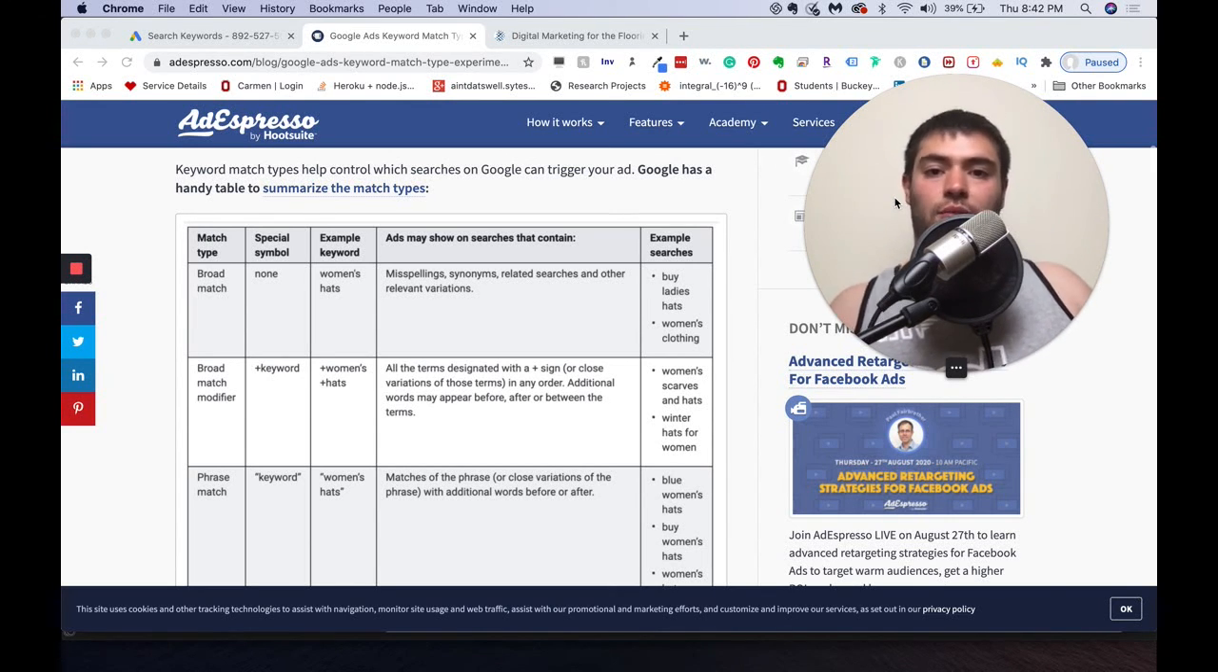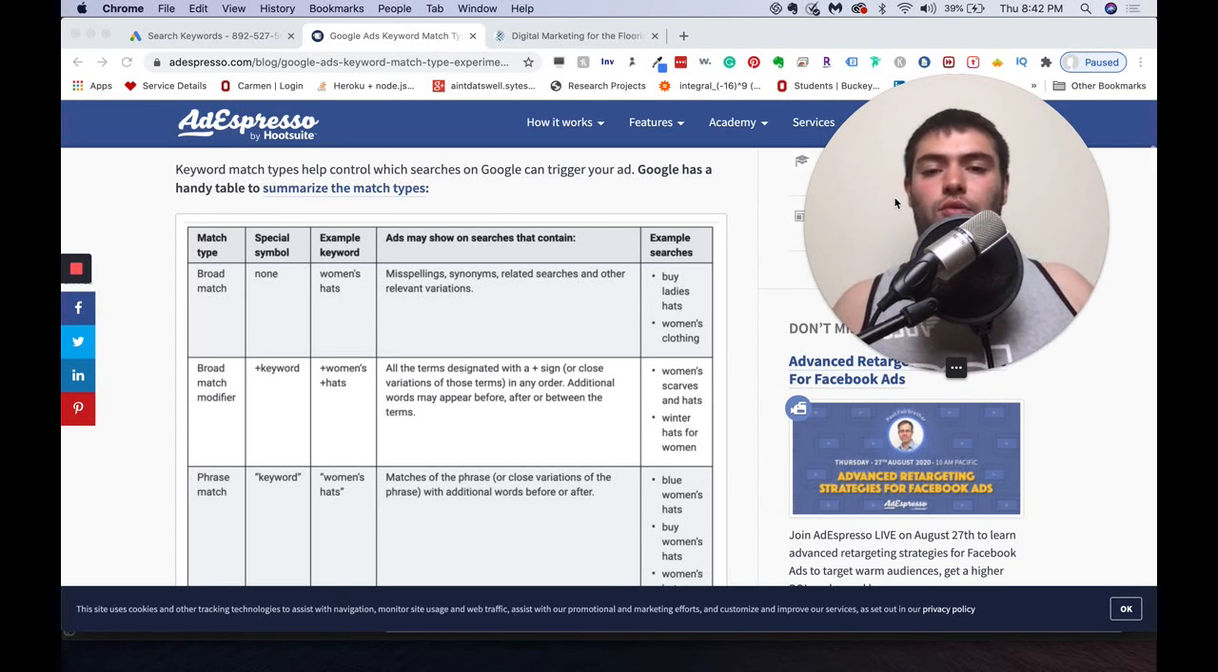So if somebody's trying to buy women's scarves, for example, and you bid on those keywords exactly, then your ad can show up. They can click, go to your website where it's talking about women's scarves, and they can buy the item right away. However, with the search terms, there's different types of matching that occurs when the algorithm is trying to figure out where to put your ad.